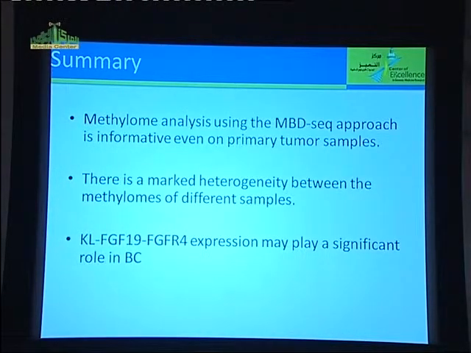And so, in summary, methylome analysis using the MBD-seq approach is informative even in primary tumor samples. What we can see is a marked heterogeneity between the methylomes of different samples. But most significantly, Klotho, FGF19, FGFR4, and I think FGF23 will also be shown soon, the expression of these genes may play a significant role in breast cancer. The mechanism, how, needs to be investigated, because most of the functional studies on these genes were done in a liver or kidney context.